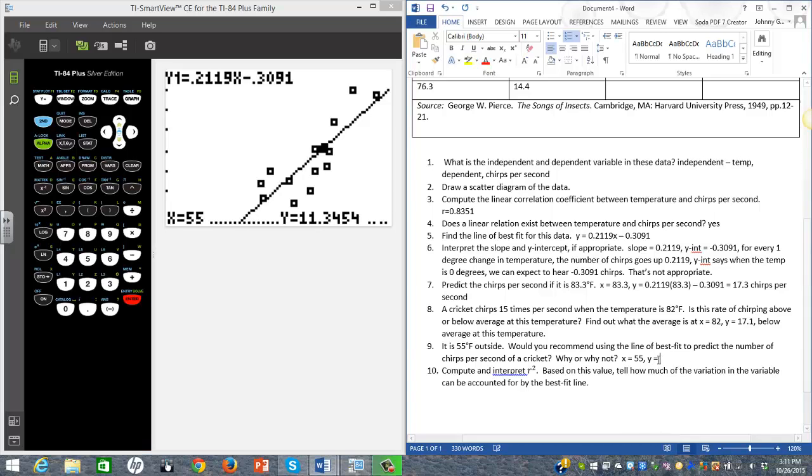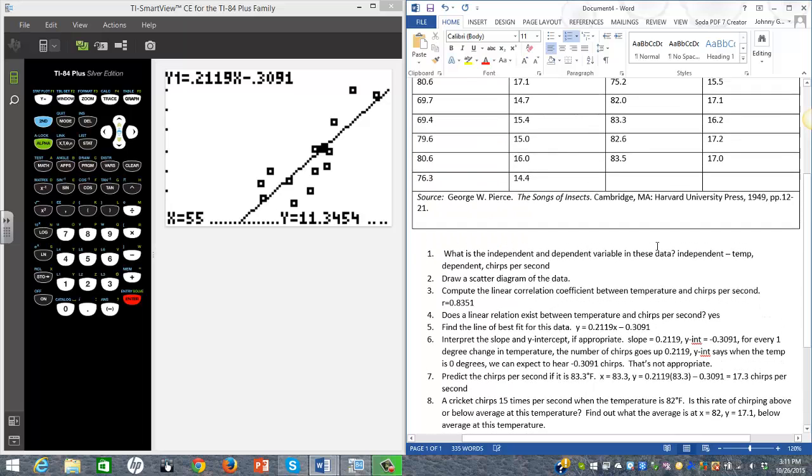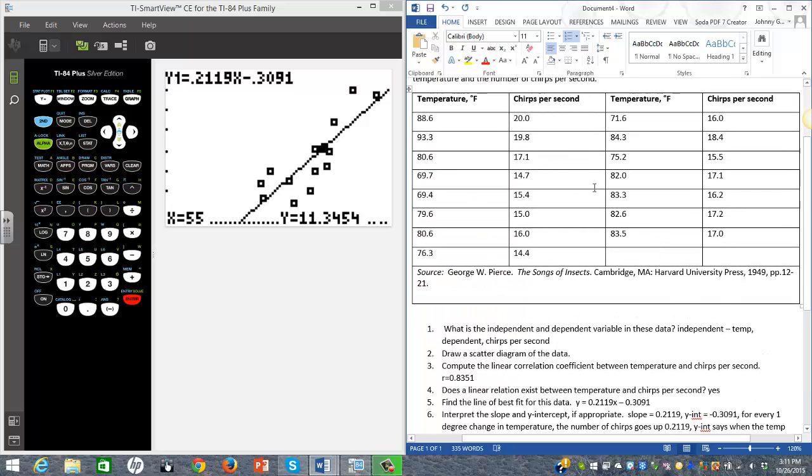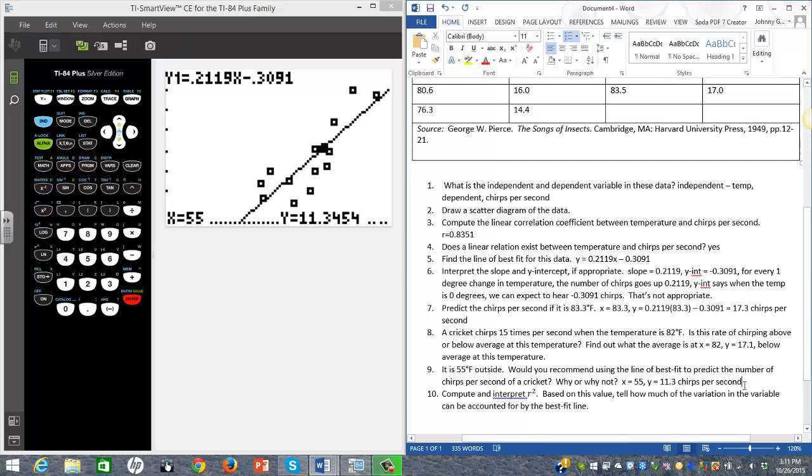Well, could a cricket have 11.3 chirps per second? I would say it might could. Looking here at the numbers, the number of chirps looks like 11 could be a plausible answer. So yeah, I guess we could use this line of best fit to predict the numbers. But again, we recommend you not go outside of the data points to use it for predicting numbers, just as a rule of thumb. All right, now r squared, let me go to r squared.